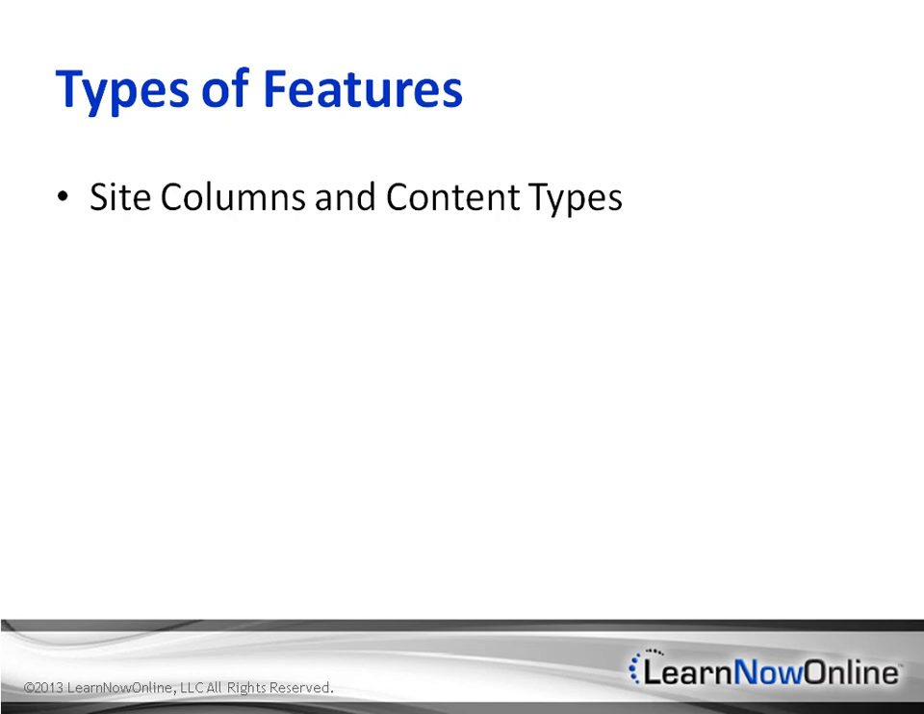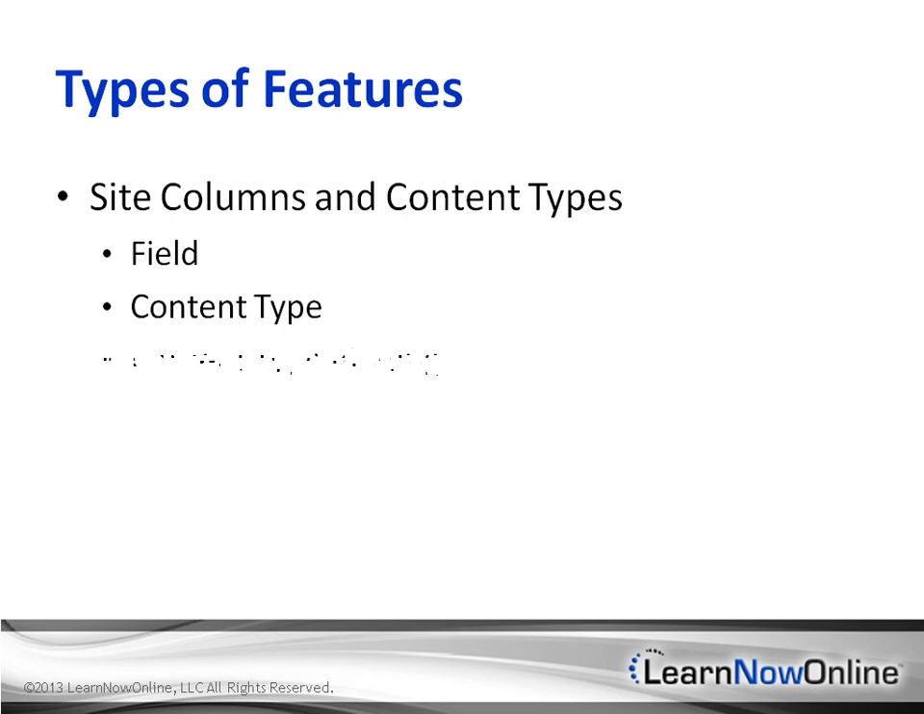So another type of feature are the site columns and content types. And these are probably some of the ones that you'll be using the most as developers whenever you want to define your own types of data that you want to provision. So a field and site column are synonymous. Field is what you put in the XML in the schema for your feature, but in the UI of SharePoint, that correlates to the site column. And then content type is a one-to-one. So the content type is going to match up with the content type in the UI.